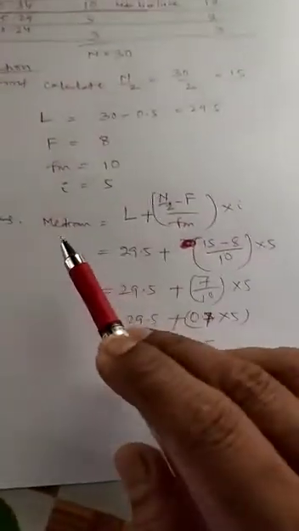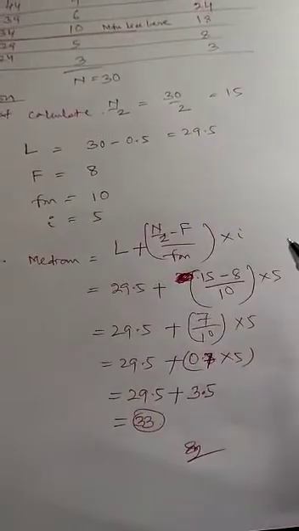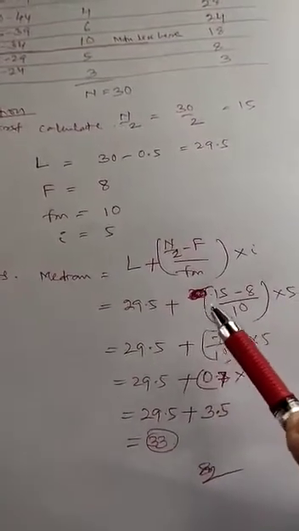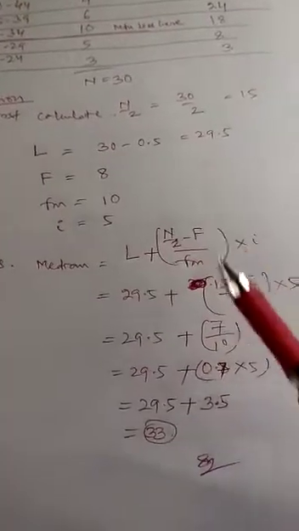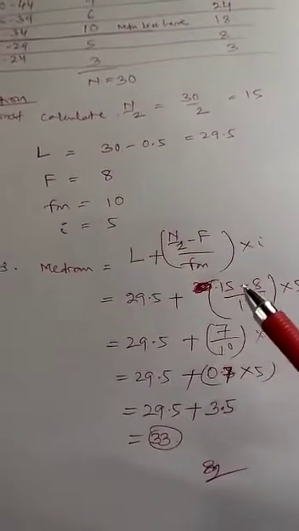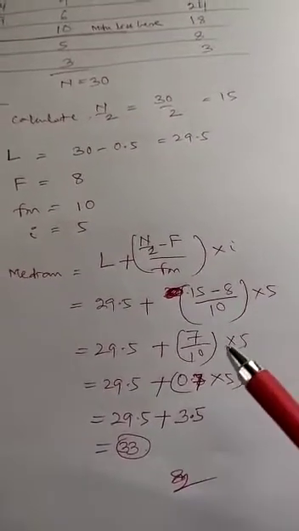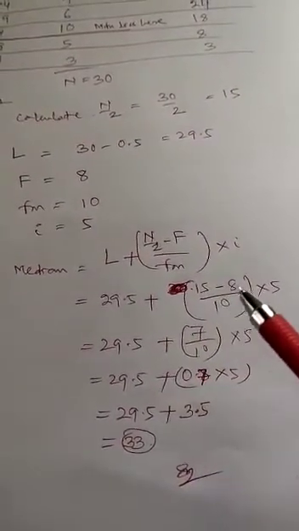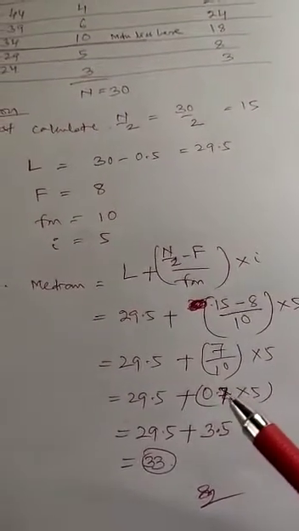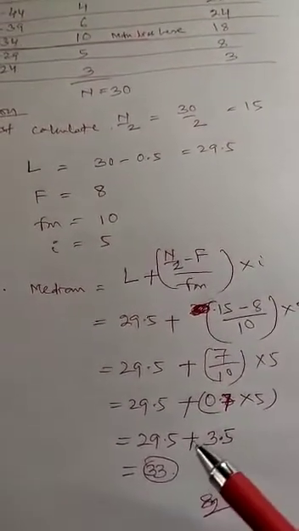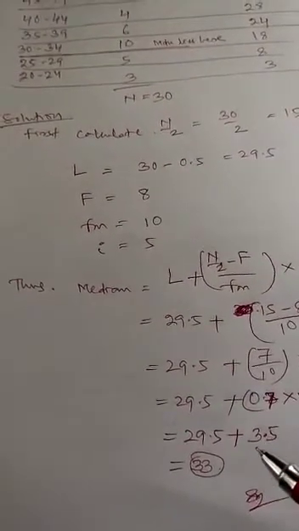Now putting in the formula, median is equal to L plus n by 2 minus F, divided by FM, multiplied by I. So 29.5 plus, putting these values, 29.5 is our L, yes, then n by 2 is 15, minus 8 is the F, divided by FM which is 10, and multiplied by 5. So it gives us 15 minus 8, 7 by 10, multiplied by 5. 7 by 10 gives 0.7, into 5 is 3.5, and 29.5 plus 3.5 is equal to 33. This is our median, right?